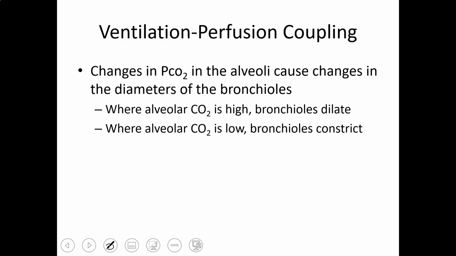Oxygen changes the diameter of the blood vessels. Carbon dioxide changes the diameter of the bronchioles.